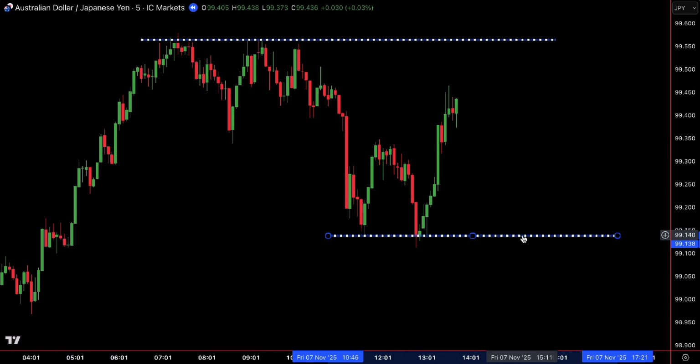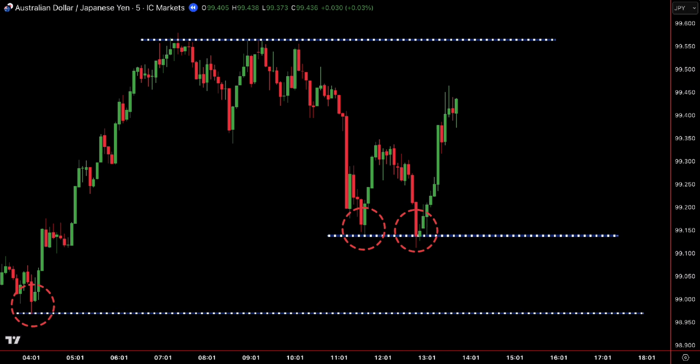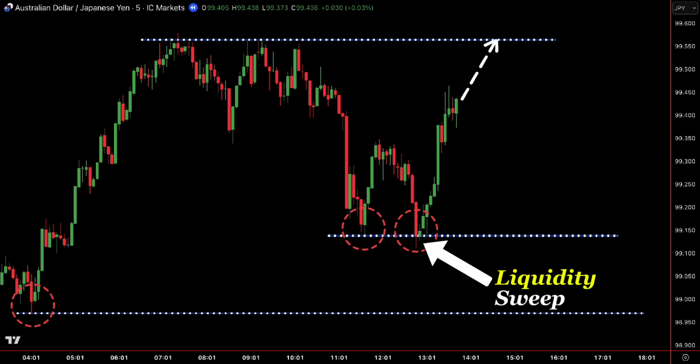Below, we have an obvious support level, and another clean support level slightly lower. So by simply drawing these support and resistance levels, we can now read the market clearly and anticipate what is likely to happen next. Here, the market performs a clear liquidity sweep, then moves up aggressively. Price is likely to continue higher, but it must first face this resistance level again.